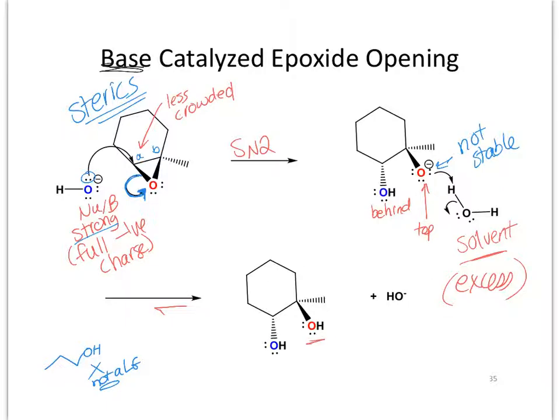So the products look very similar between acid and base catalyzed opening, but the selectivity is different and the mechanisms are different. So hopefully that makes a bit of sense. If you have some questions, don't hesitate to contact me, but do lots of practice and make sure you understand those mechanisms well. It is called base catalyzed because in the end, I have regenerated my base. So I had a base to start here, and I've regenerated it at the end.